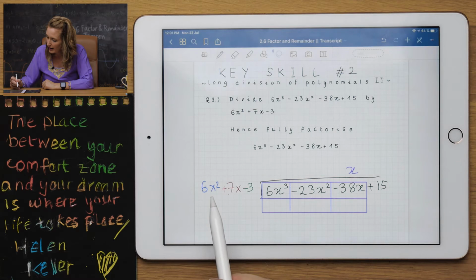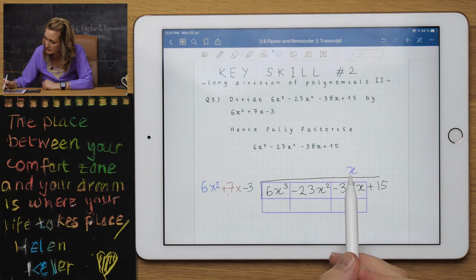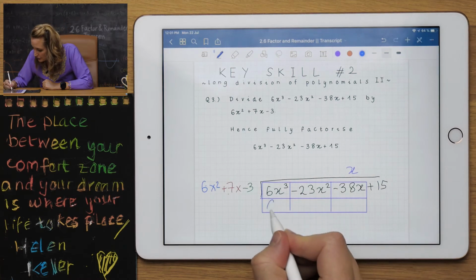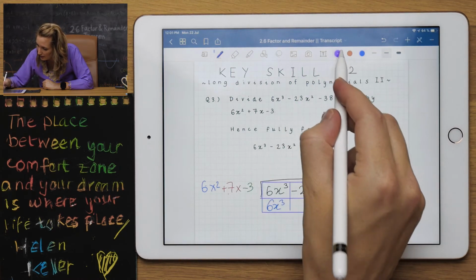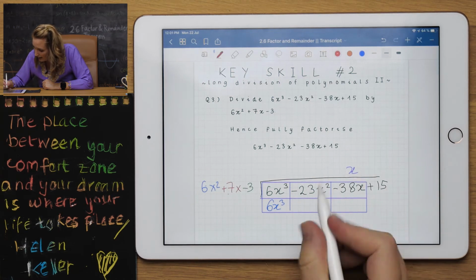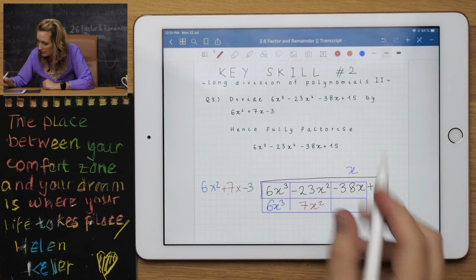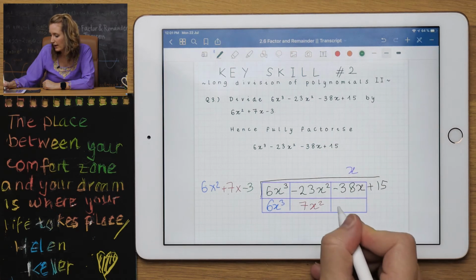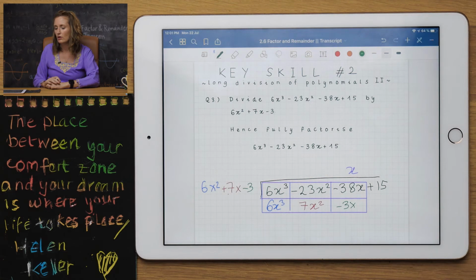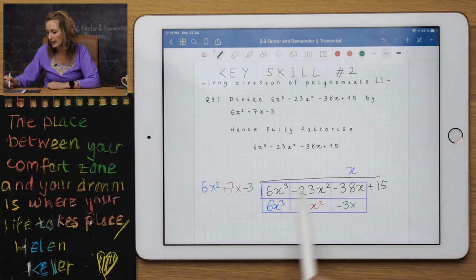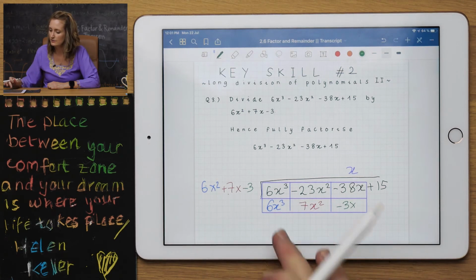So now we're going to multiply. 6x squared times x is 6x cubed. 7x times x would be 7x squared. Okay, last one we're going to do. Minus 3 times x is minus 3x. So pretty much the same system, but we've added an extra column on, and we multiply by each one of the 3 terms in the divisor.